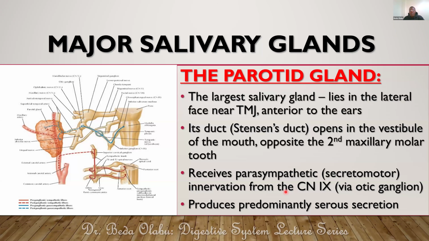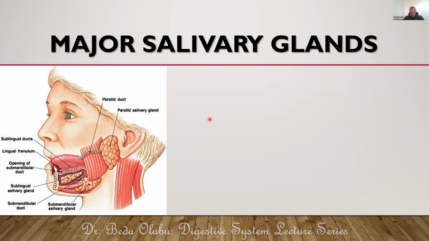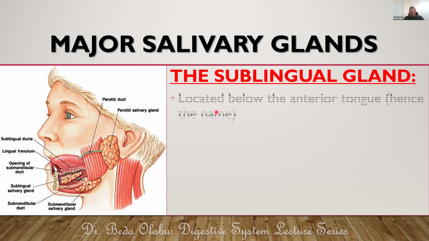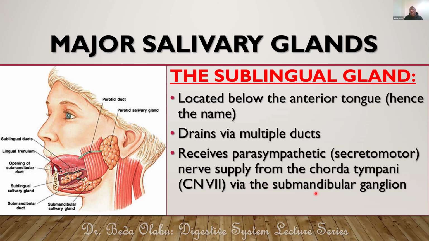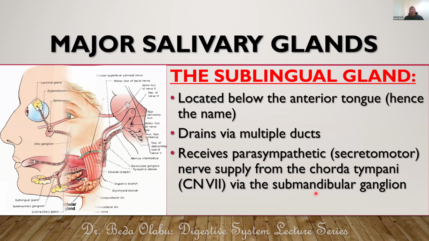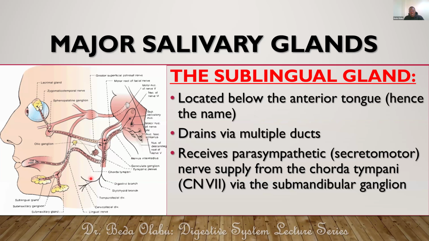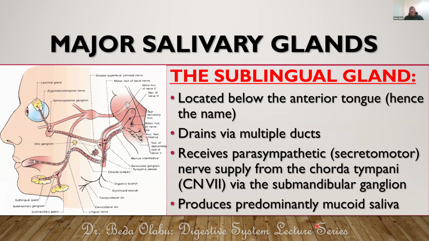How about the sublingual? Sublingual is located below the tongue, and it drains via multiple ducts into the floor of the mouth. Its secretomotor innervation is from the facial nerve, and the relay ganglion is the submandibular ganglion, which is found just next to the mandible. This gland is predominantly mucus in its secretion.